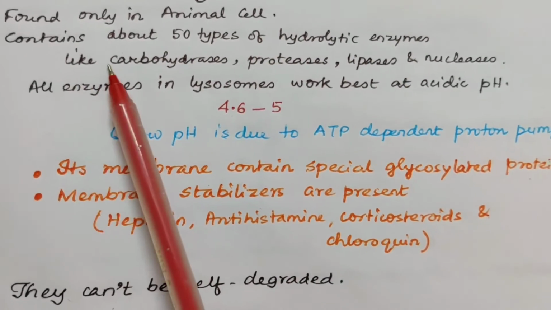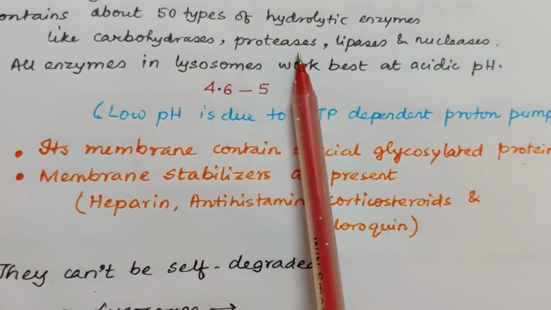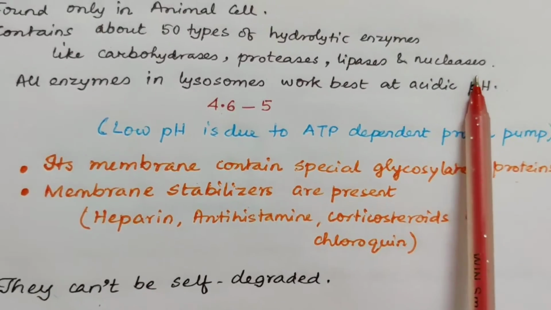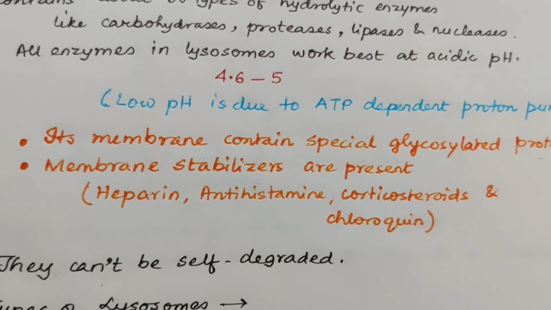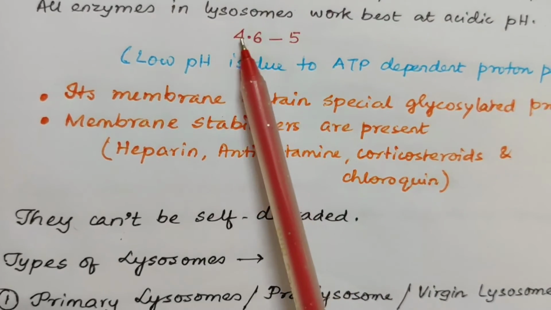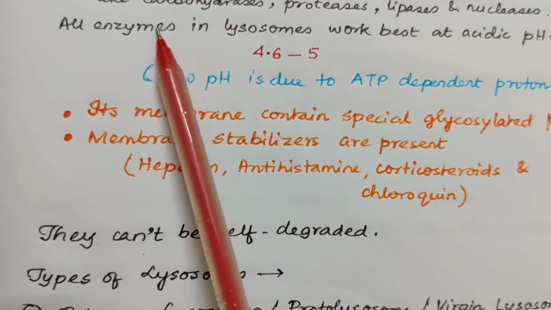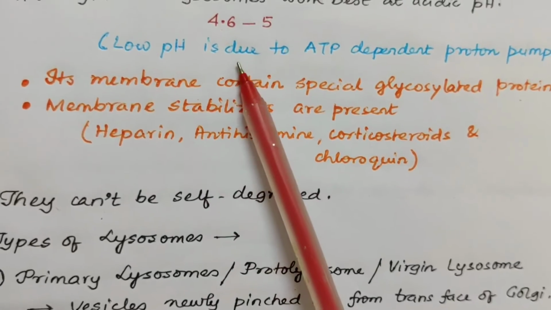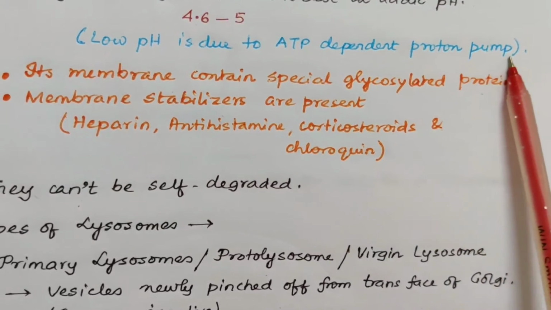The hydrolytic enzymes present in them are carbohydrate splitting carbohydrases, protein splitting proteases, lipid splitting lipases, and nucleic acid splitting nucleases. All enzymes in lysosomes work best at acidic pH. That means they work best like gastric juice. It has a pH value of 4.6 to 5. I mean the enzymes of lysosomes have a pH value of 4.6 to 5. This low pH is due to the ATP dependent proton pump in them.